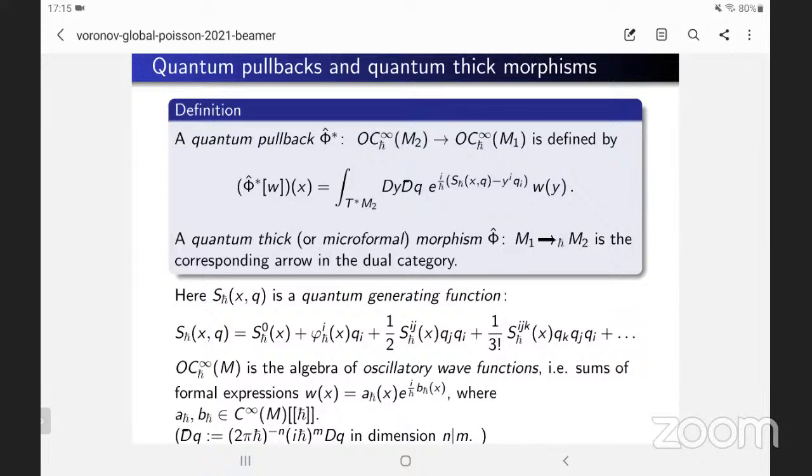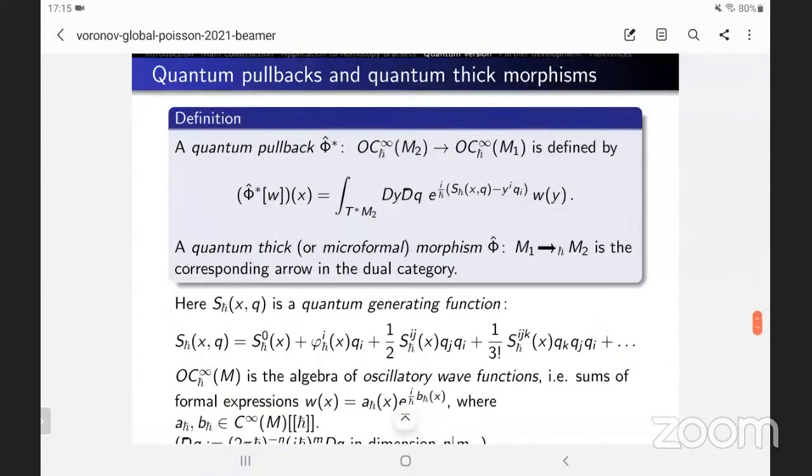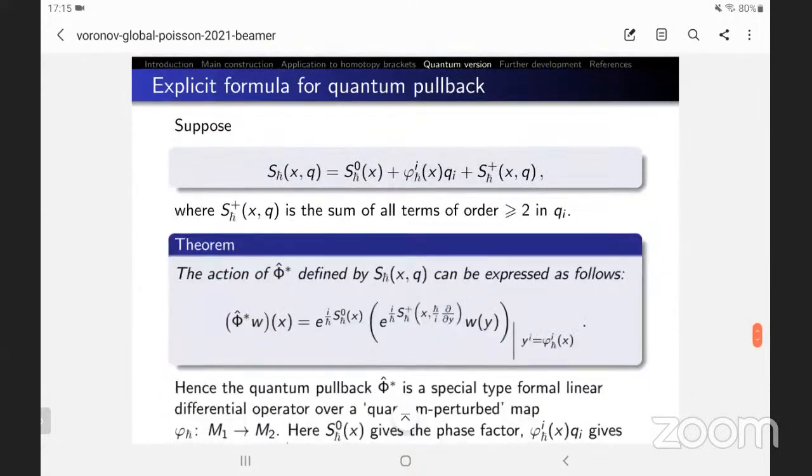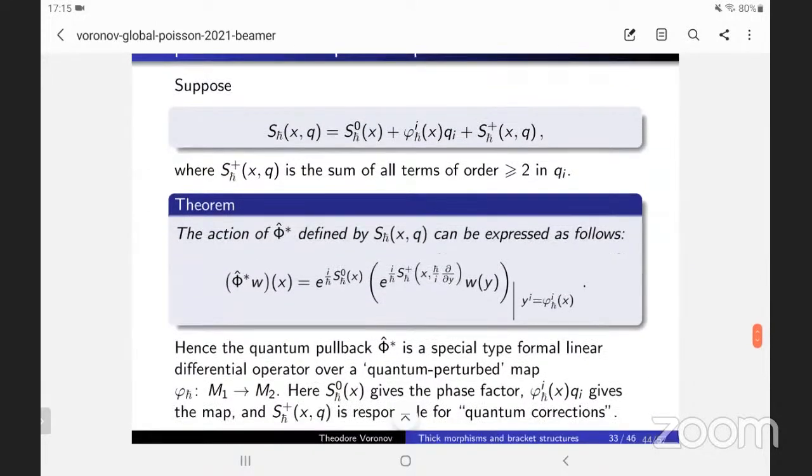That's a statement. But this is not all. You may just try to calculate this integral directly, and it's a slightly different formula. Suppose in your expansion of the generating function, you split the terms into three groups: the constant term, the linear term in Q, which corresponds to a mapping or an H perturbation of the mapping, and the higher order terms, S plus. And then this integral can be solved explicitly.